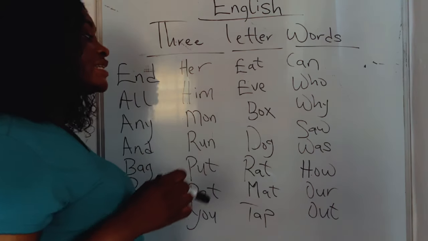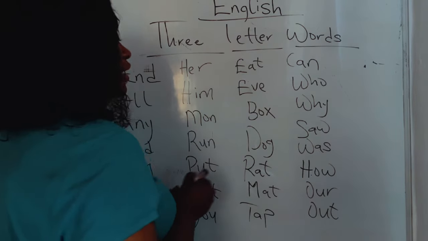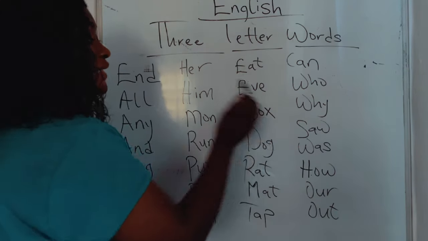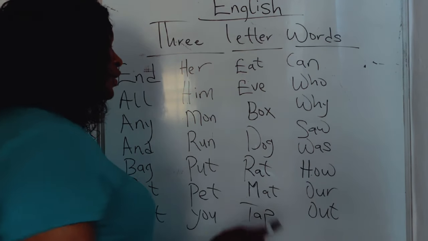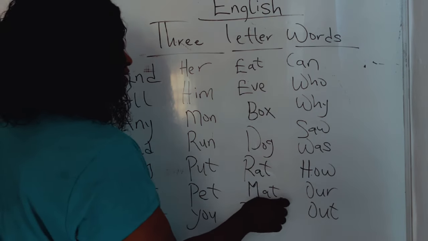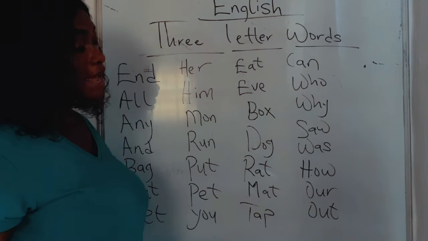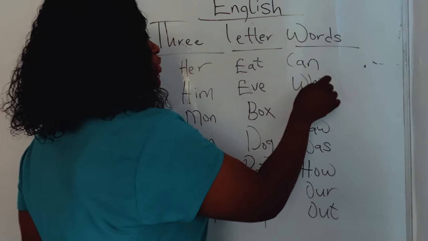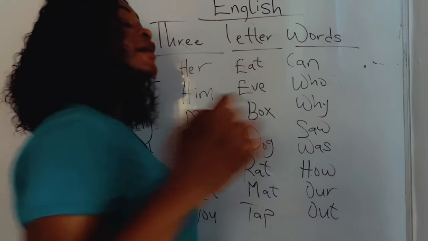E-A-T, eat. E-V-E, Eve. B-O-X, box. D-O-G, dog. R-A-T, rat. M-A-T, mat. T-A-P, tap. C-A-N, can. W-H-O, who. W-H-Y, why.